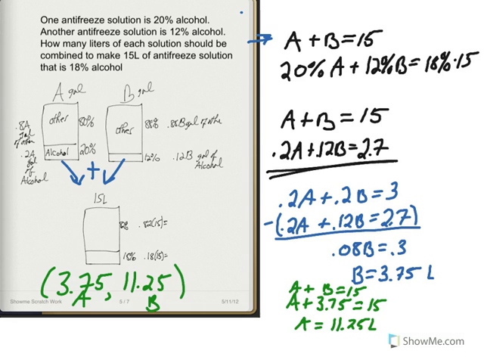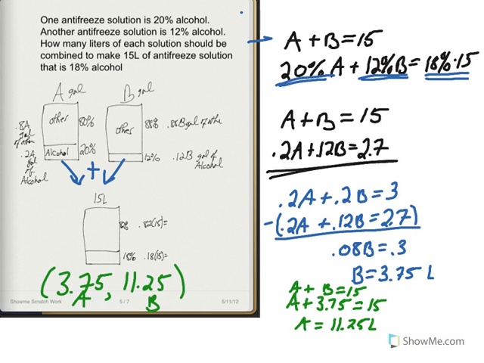Now we need to deal with the alcohol. We know in the first container that 20% of the container is alcohol, and in the second container, we know that 12% is alcohol. So if we take 20% of the first container plus 12% of the second container, that should equal the alcohol in the new container, which is 18% times the 15 liters. So we have our second equation.